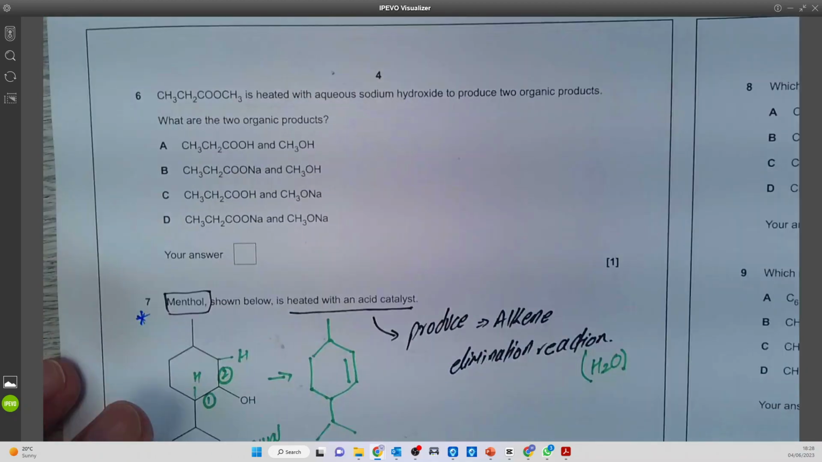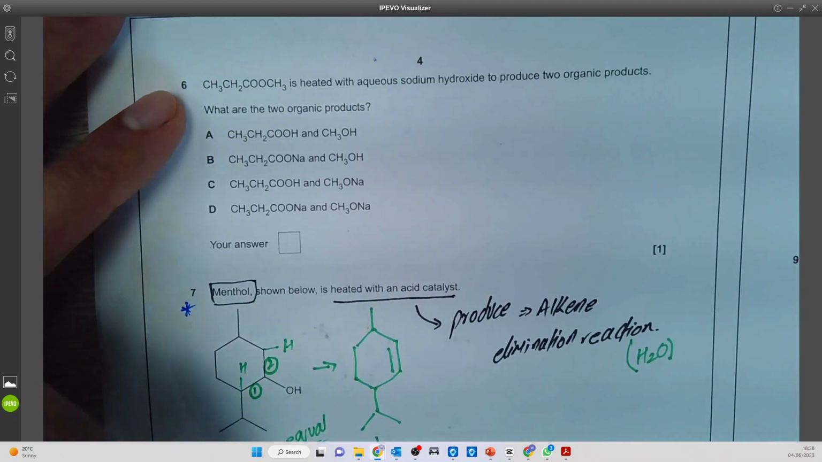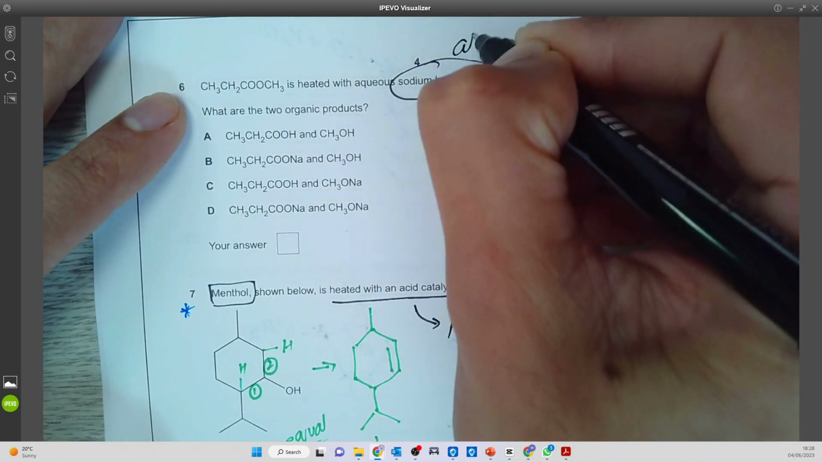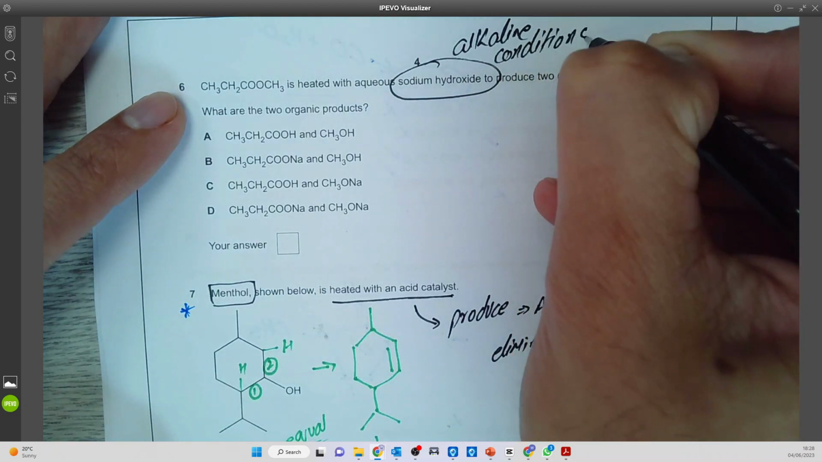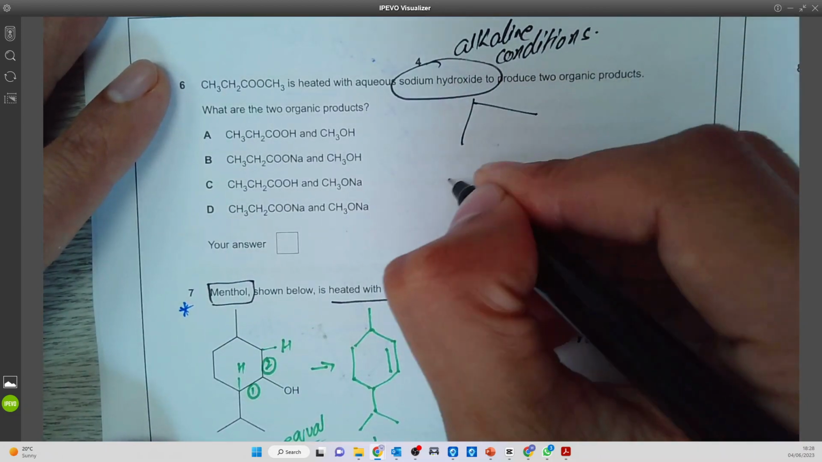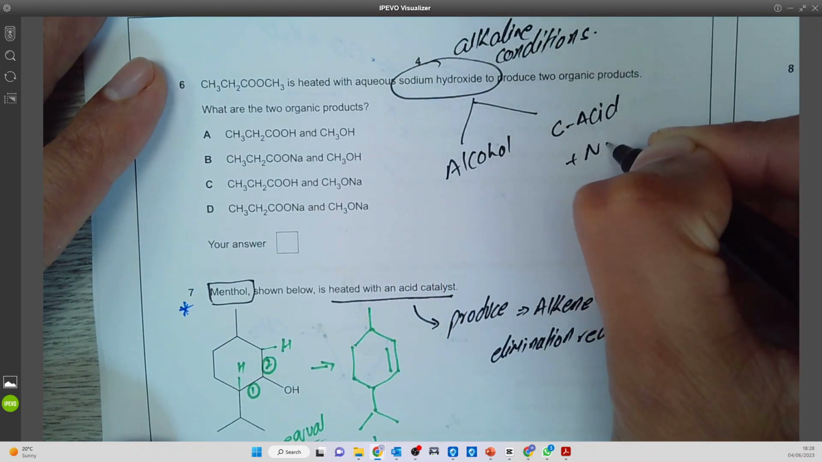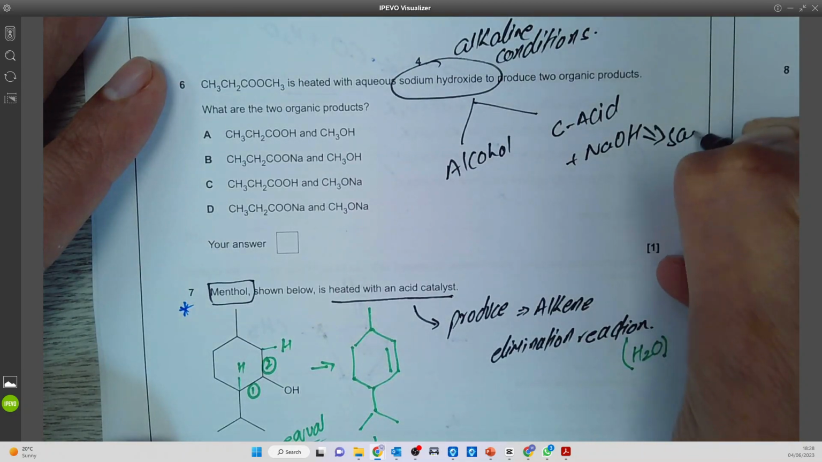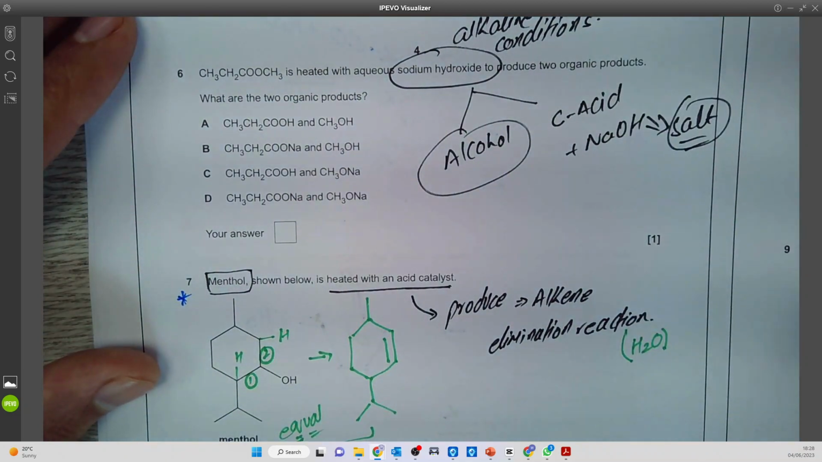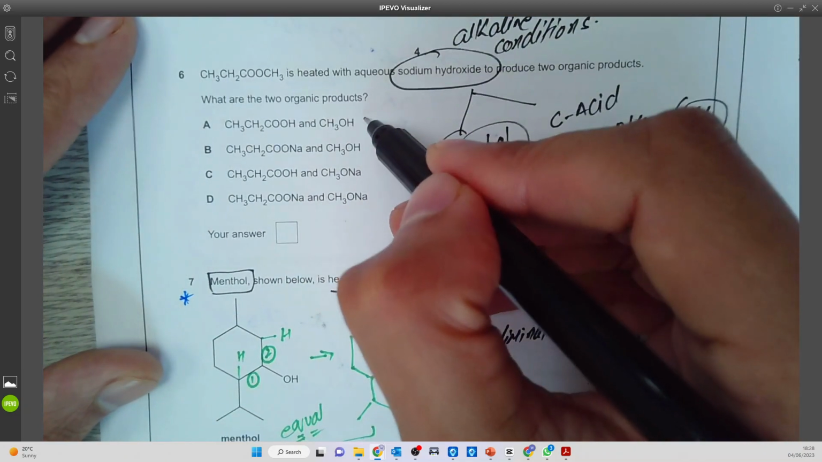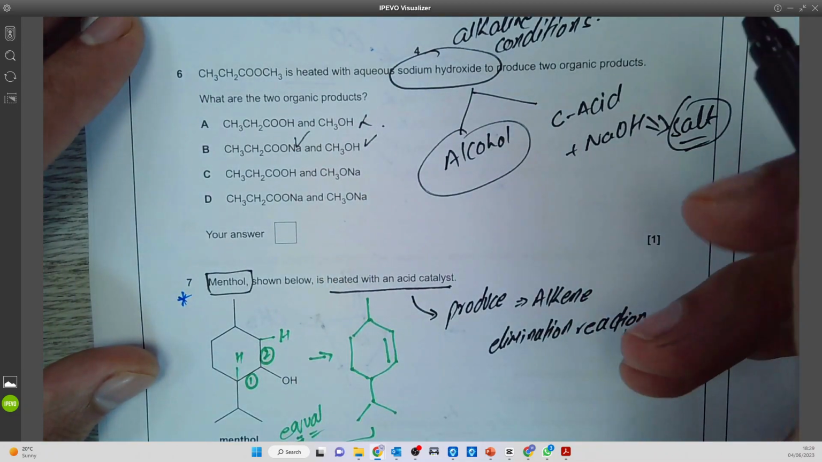Next question. You've been given this. This is my ester. It is heated with aqueous sodium hydroxide. So you're using alkaline conditions. When you use alkaline conditions, it will produce alcohol plus carboxylic acid. But this will react with NaOH and change into a salt. So your final products will be these two. So what's going to happen in this case? You've got alcohol, and this is wrong. In this case, you have alcohol and you have been given a salt. So the answer is B.